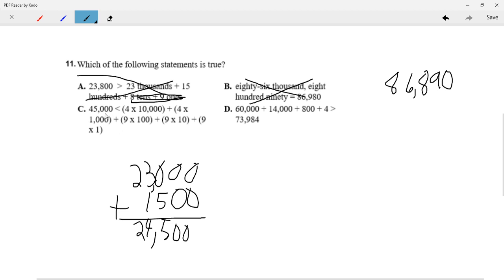Now let's go to C. 45,000 is less than. When you're doing problems like this, you always need to make sure you pay attention to less than or greater than. The first time I went over this problem, I knew that the previous one was greater than, so I breezed through this without really paying attention, and for a little bit thought that this was greater than as well, which clearly will change if it's true or not. So it is very important that you pay attention.